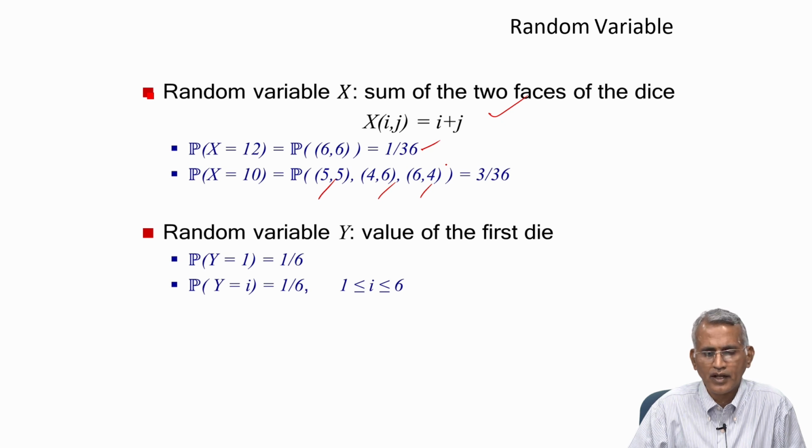Now, random variable y, the value of the first die. Suppose y equal to 1, only one die getting the value 1, therefore 1 by 6. And i varies from 1 to 6, either it may become 0, 1, 2, 3 and so on. Out of this, only 1 comes, therefore 1 by 6.